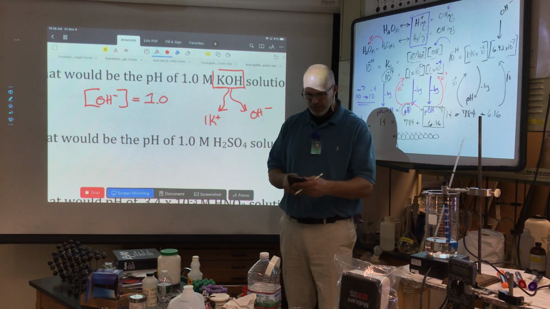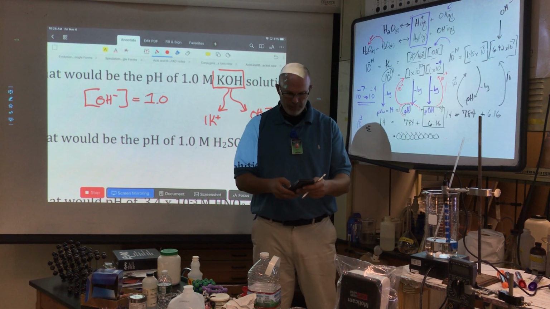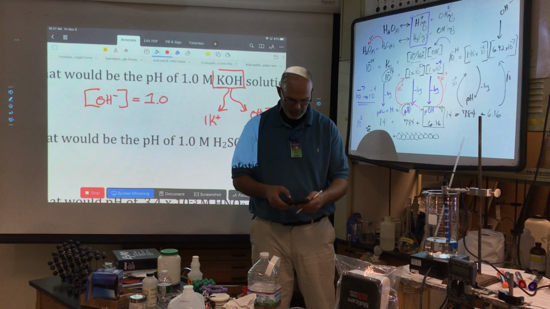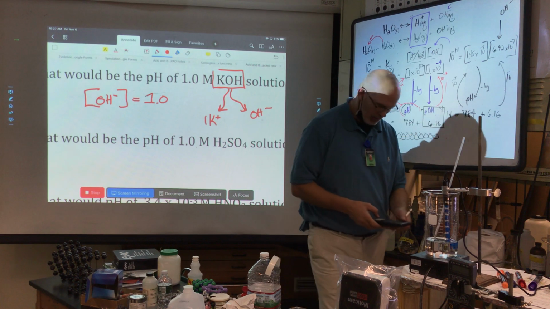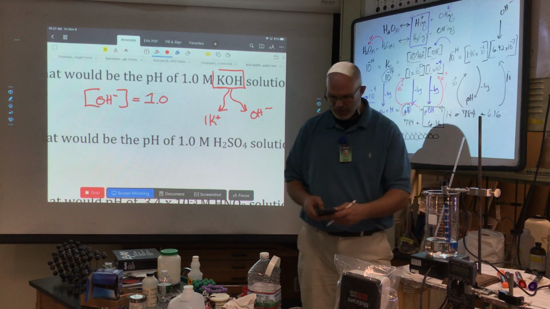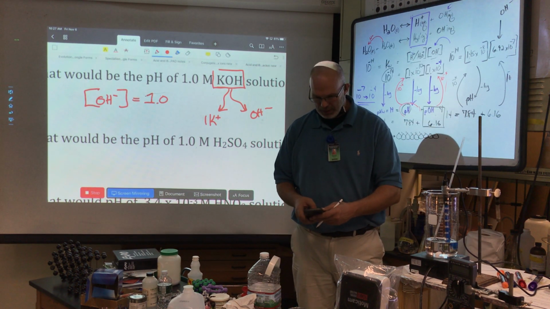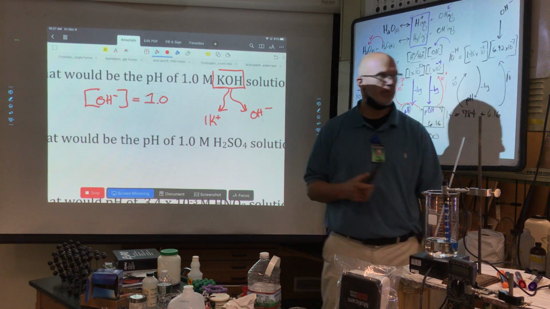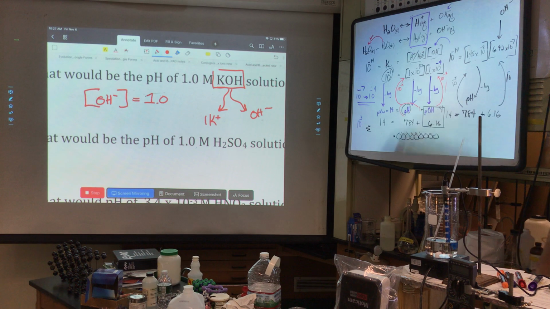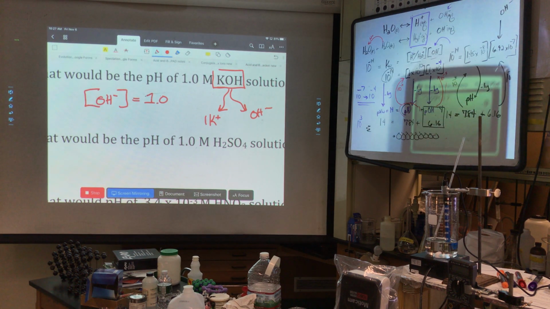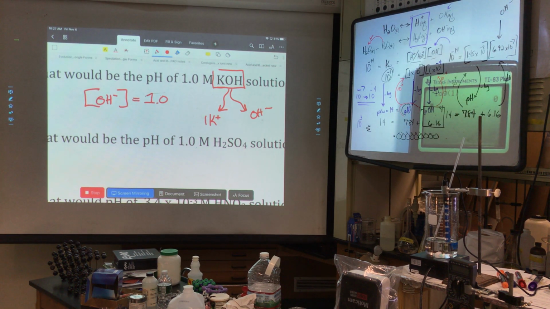And how do you do that? You do second function, my log button's on second. So I do negative log of 1. And you should get a 0. Negative log of 1 is 0. You don't have to know it, you can just put it in. I get a zero. Okay?